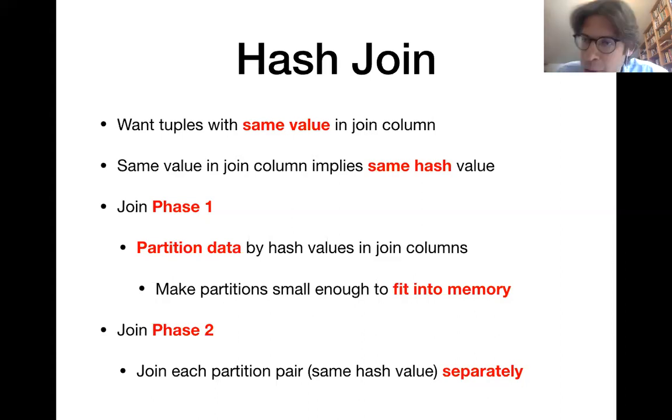Because in the second phase of the join, we will go over those hash value buckets one by one. And for each bucket, we will load one of them entirely into main memory in order to join the corresponding tuples separately. We can do that because, since we are looking for tuples with the same value in the join column, they must be located in the same hash bucket. This is what the join exploits. Now that is the high-level overview.